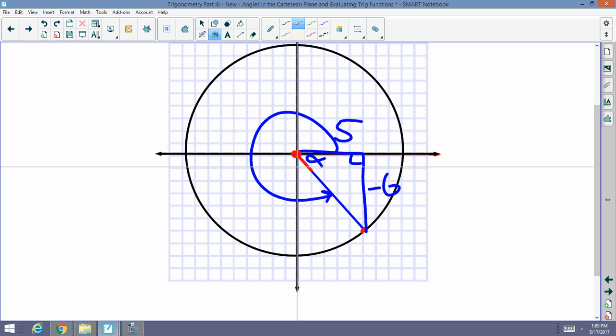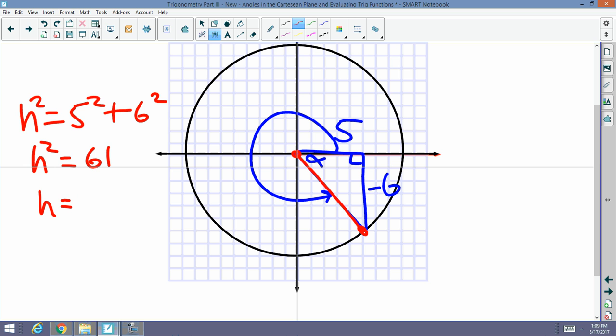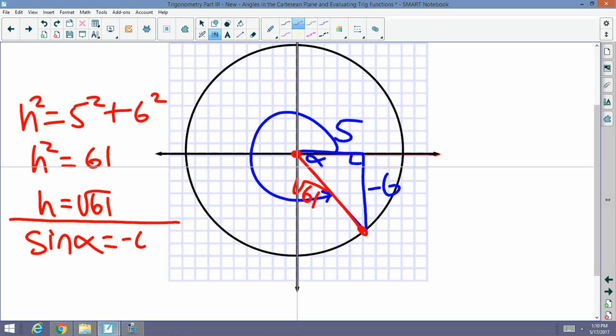Now, how do I find my hypotenuse? This guy right here. Well, my hypotenuse squared equals 5 squared plus 6 squared. So my hypotenuse squared equals 61. So hypotenuse equals square root of 61. And now, how do I find my 6 trig functions? What's my sine of alpha? Which is negative 6 over square root of 61. I have to rationalize. So it's negative 6 square root of 61 over 61.